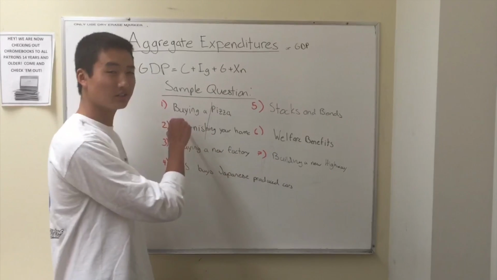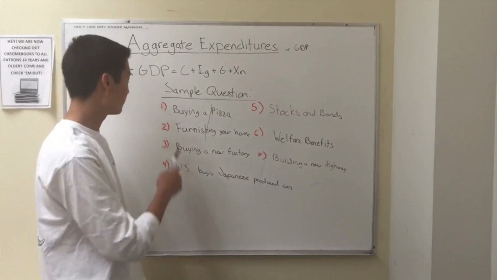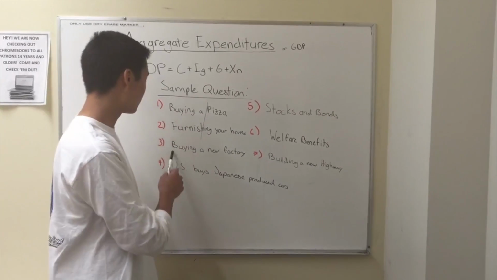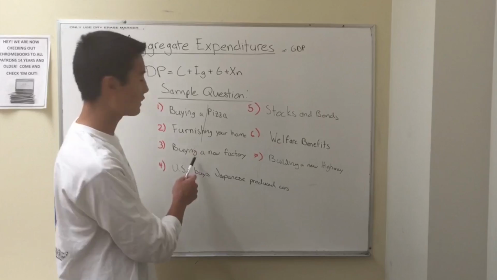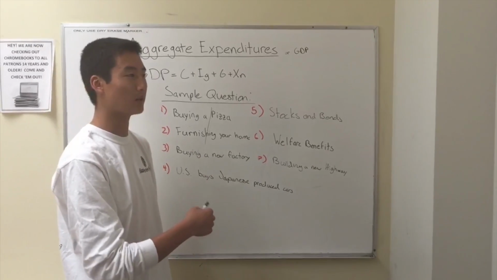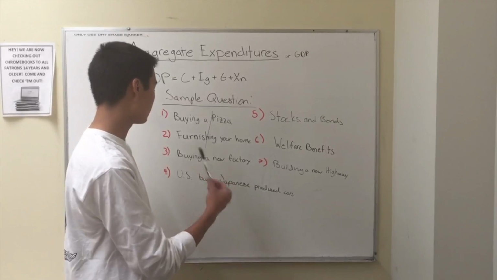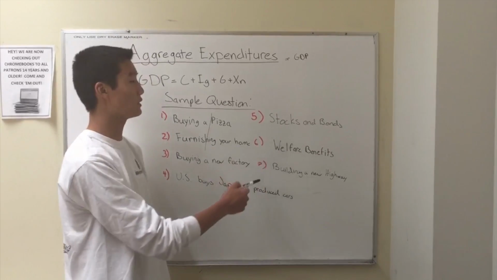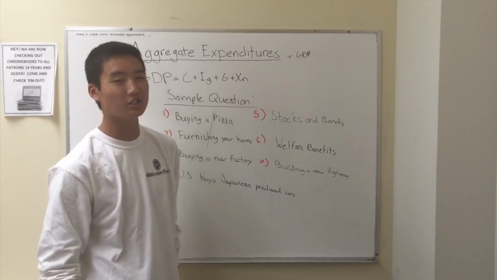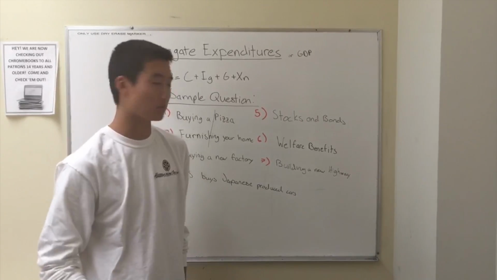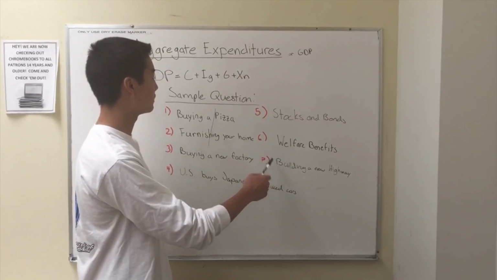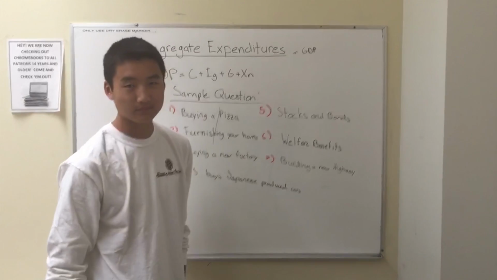So number 1 is consumption, number 2 is consumption, number 3 is investment, because the company is buying a capital good, number 4 is net exports, number 5 and number 6 are both not included in GDP, because they're transfer payments. Number 7 is government spending.